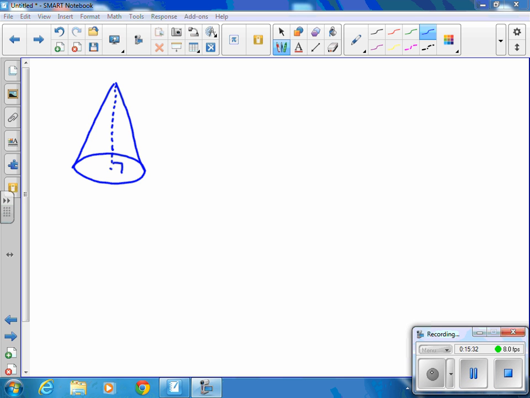Okay, let's put some measurements on this. We're going to call the radius here, the radius is equal to 5 feet. That would make my diameter be 10 feet. Remember, diameter goes all the way across, radius goes halfway across. And we'll call the height here, we'll call that 10 feet.